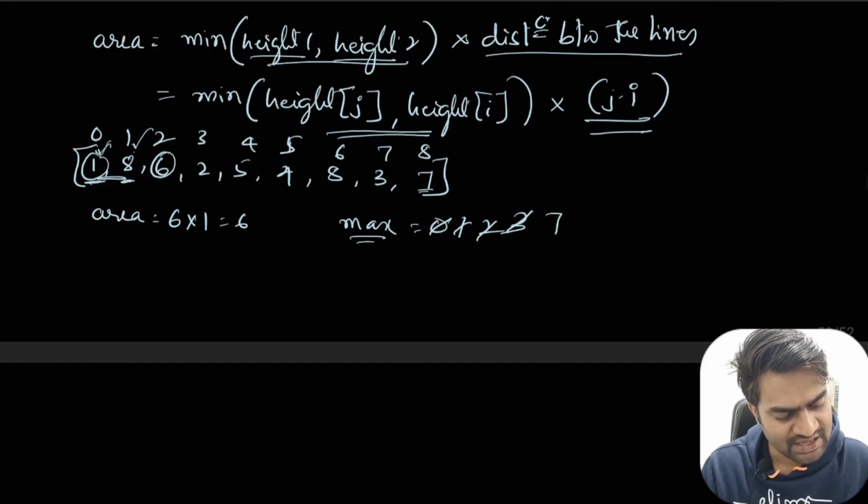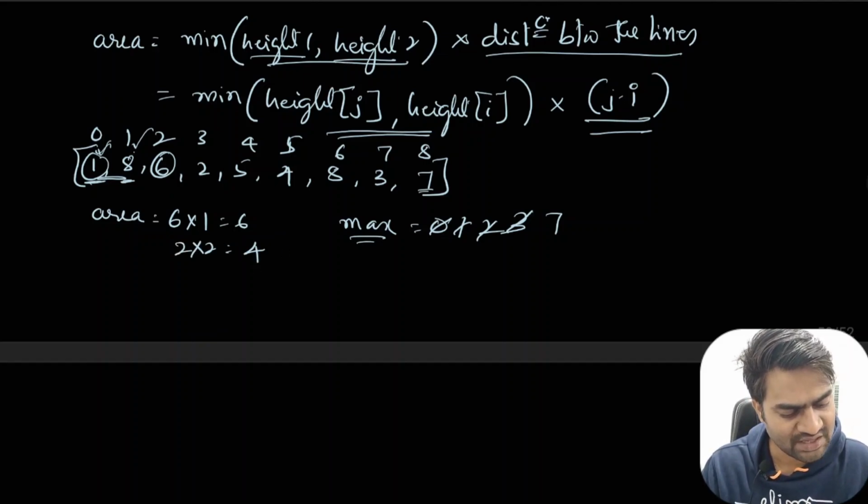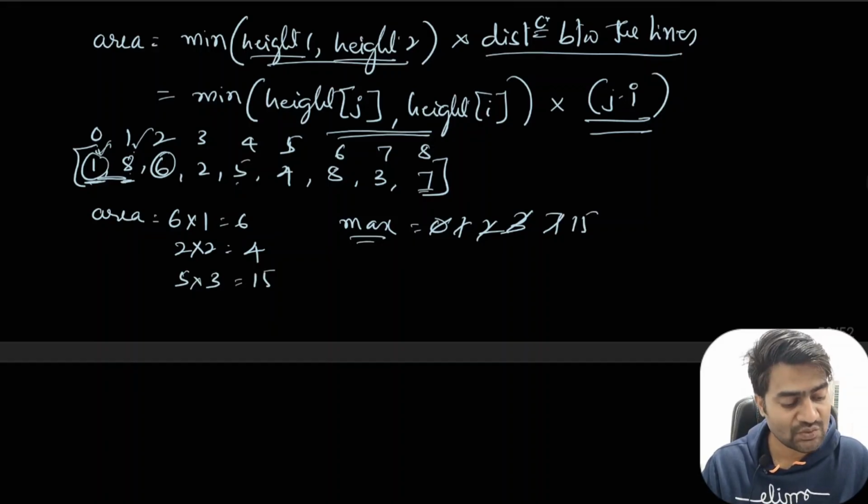Next one, 8 and 2. So between 8 and 2, 2 is minimum. So 2 into 2, it is 4. So again I don't update. Next 8 and 5. So minimum is 5. So 5 into 3, it is 15. Now I will update. And we need to keep on doing the same. Okay. So with this explanation, and we will anyhow update this.